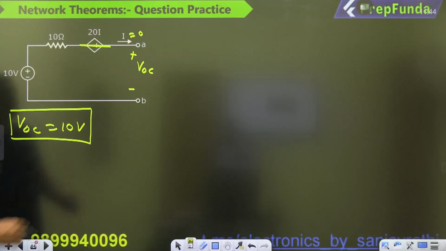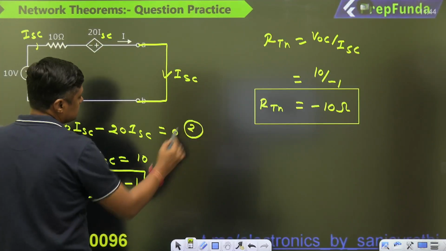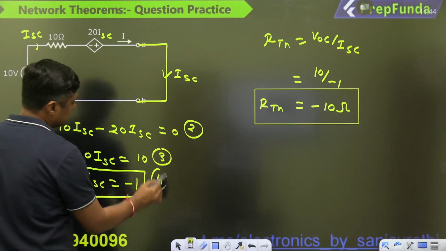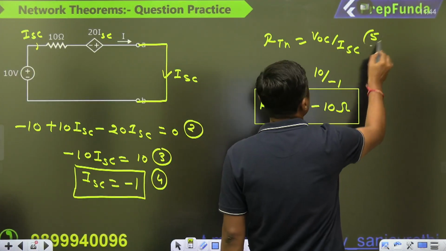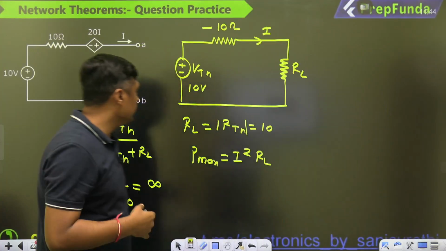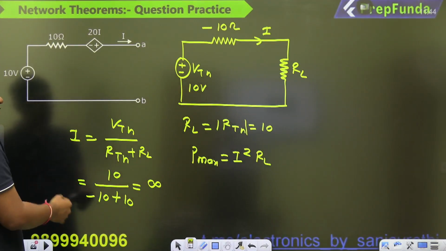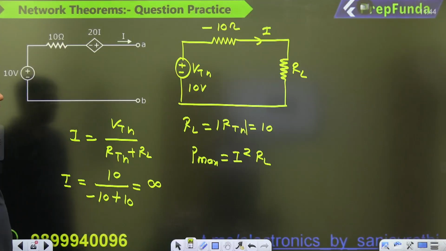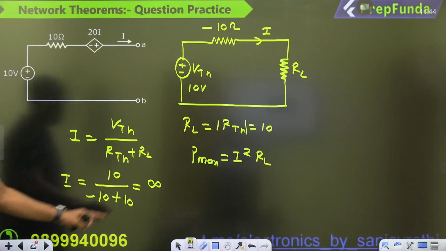So first of all, find the VOC. Then second, find the ISC. And then you can find the RTH. And then we can verify it. If we are having a negative RTH, then the power will be maximum, that is infinite, and the current is infinite also. Then RL, a passive resistor, should be positive. So RL is the magnitude of RTH, and in this way you can get the infinite current.